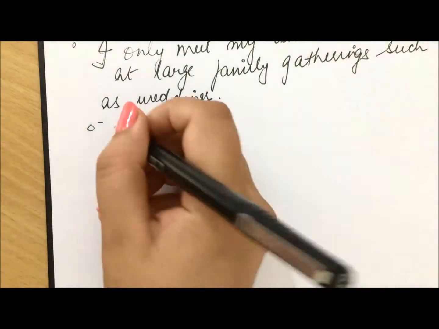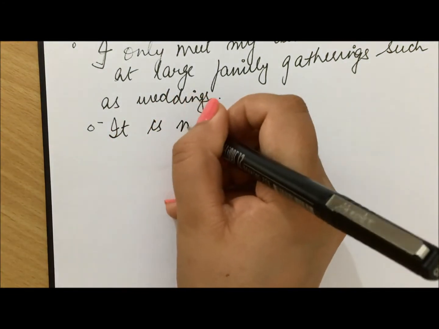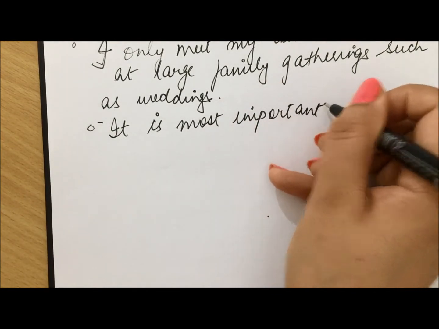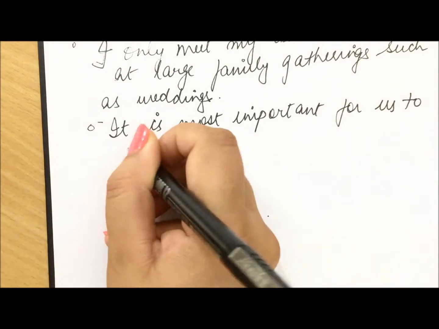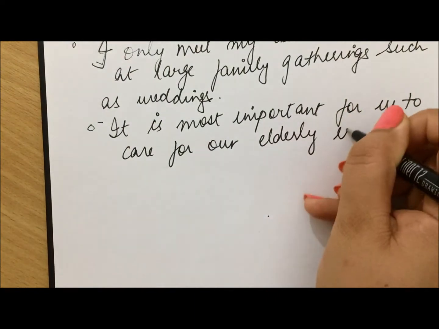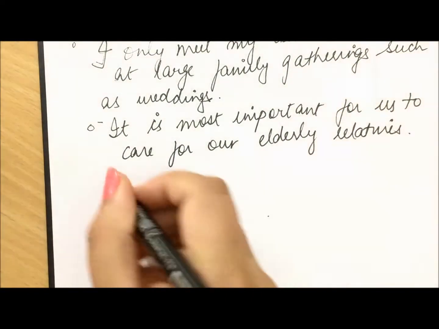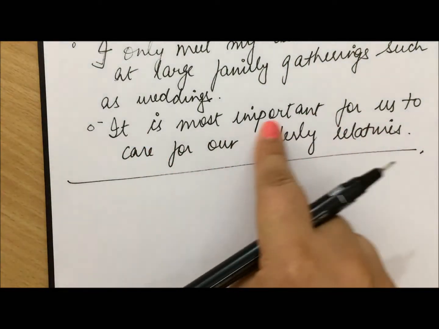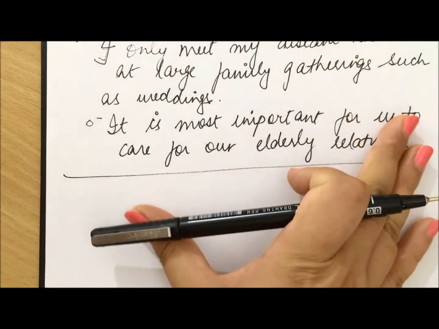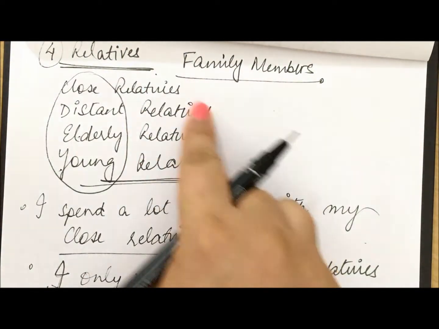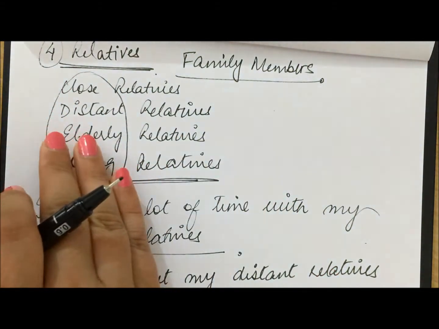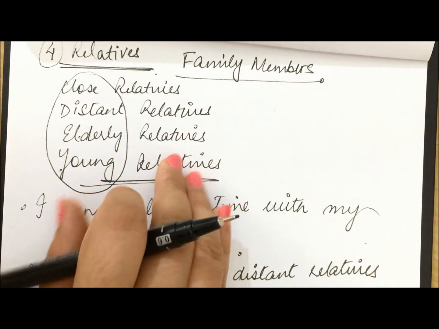Elderly or young, you can use similar sentences for both of them. It is most important for us to care for our elderly relatives. Nothing wrong with that. We have to care for our relatives who are older, right? So it is most important for us to care for our elderly relatives. So remember, with the word relatives, please try to use some specific words. Okay, so use them in combination so that you can be very specific about who you're talking about.